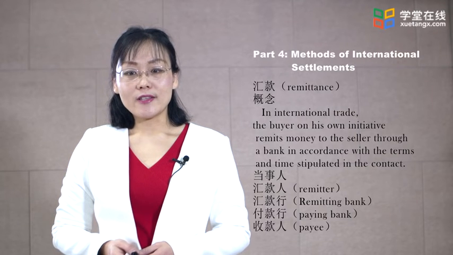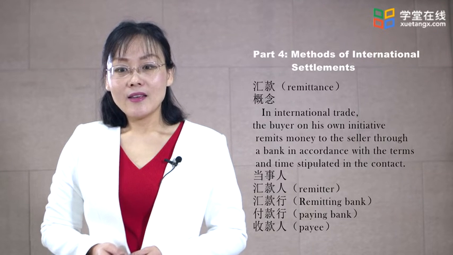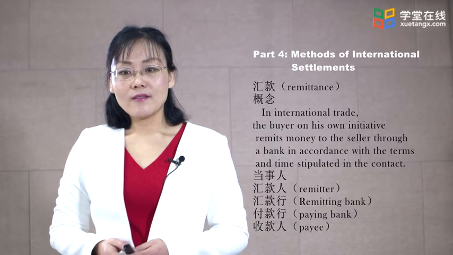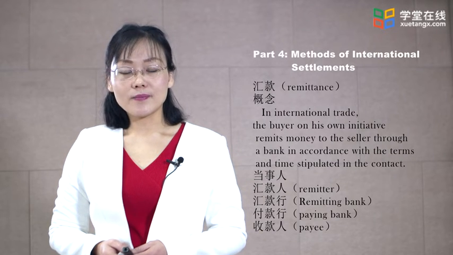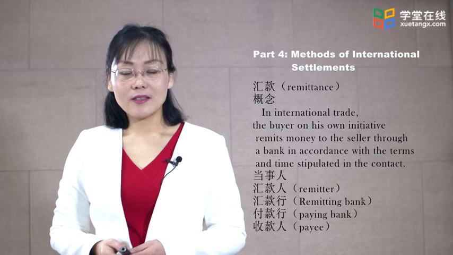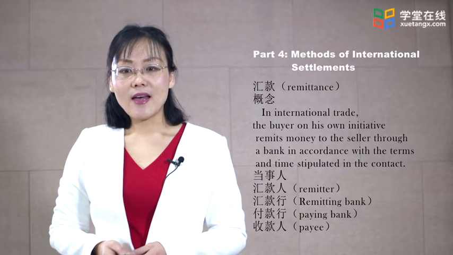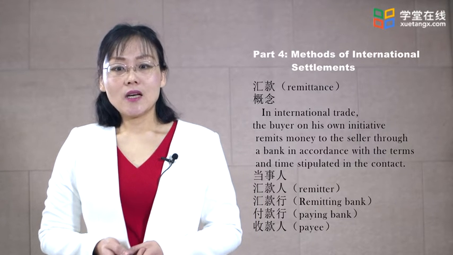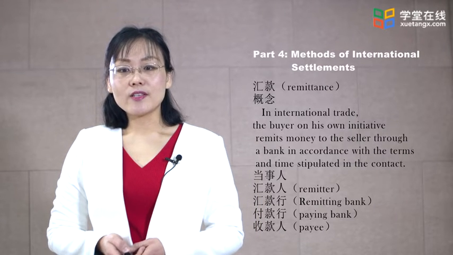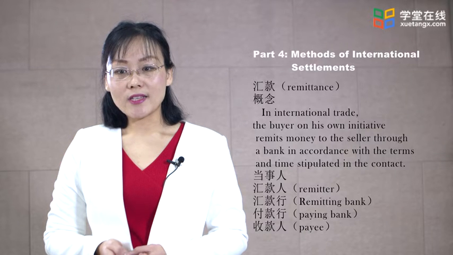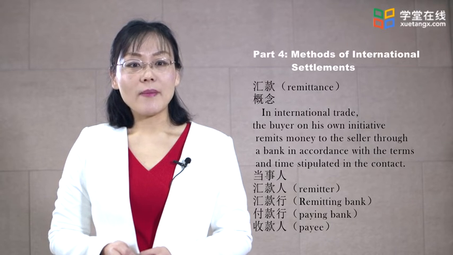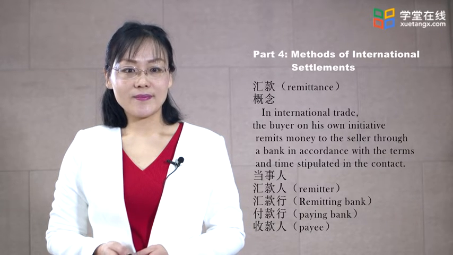There are 4 parties involved in remittance. That is the remitter, remitting bank, paying bank, and the payee. The remitter is the person who requests his account bank to remit funds to a beneficiary in a foreign country.